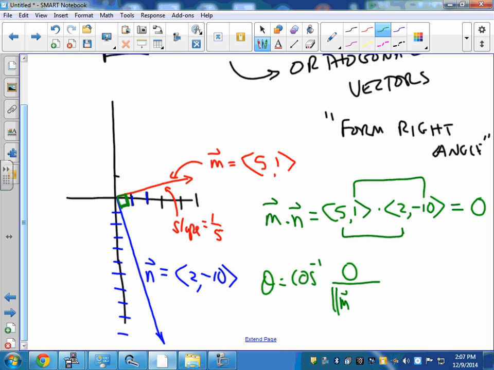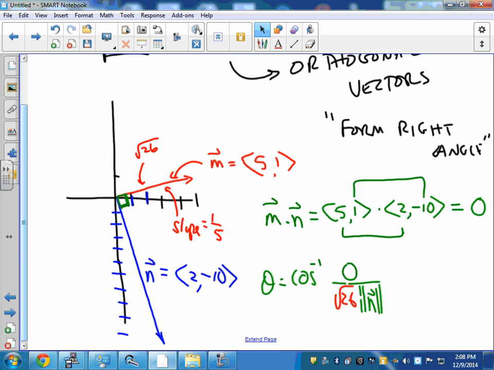Now, I'm going to go ahead and write down the product of their magnitudes, but in fact, you really don't have to do this. We know that these are not zero length vectors. This particular vector, the red one, has a magnitude of the square root of 26. I know it's not zero, so I could put that down here, square root of 26 for M. And how long is that one? There are your two components. Square root of? Pythagoras, anybody? Square root of 104.